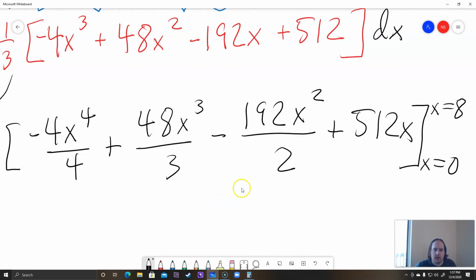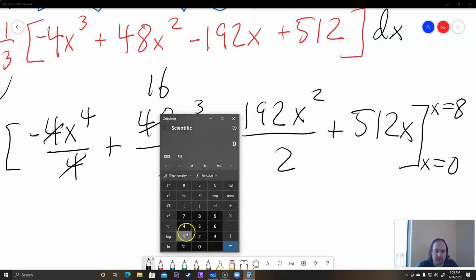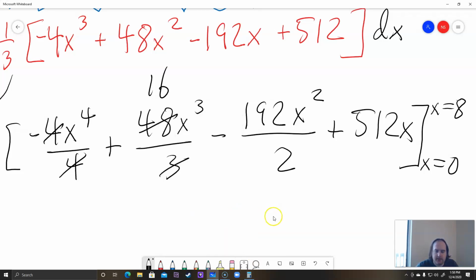Okay, and then we can simplify this. The 4's cancel, and then 48 divided by 3 is 16. And then 192 divided by 2, I should be able to do that in my head, but I'm lazy. So 192 divided by 2 is 96. So here we have minus 96x squared.